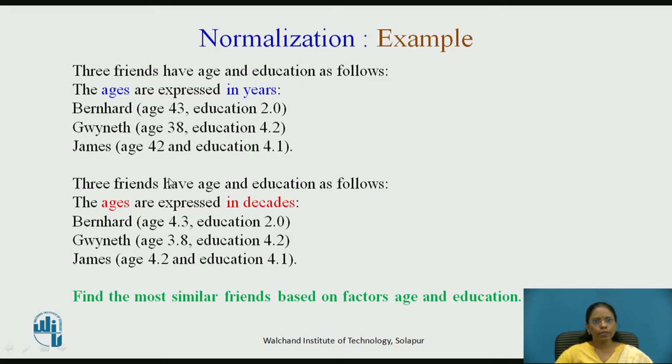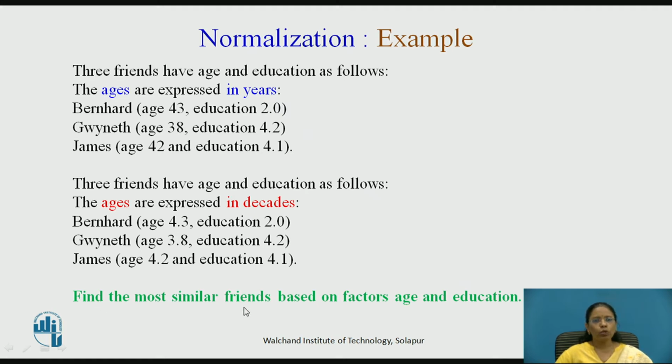This example is again taken from João Moreira's textbook, wherein he has given the example of 3 friends, with their names mentioned here along with age and education in years. The age is mentioned in years, education PhD, 4 is for PG, maybe 2 is for schooling. So likewise the different education levels are mentioned, and the friends, again the same friends, Bernhard, Ganit and James, have the same education level of course, but the ages, instead of being mentioned in years, are mentioned in decades. Decades means 43 divided by 10, so it's 4.3, then 3.8 and so on.